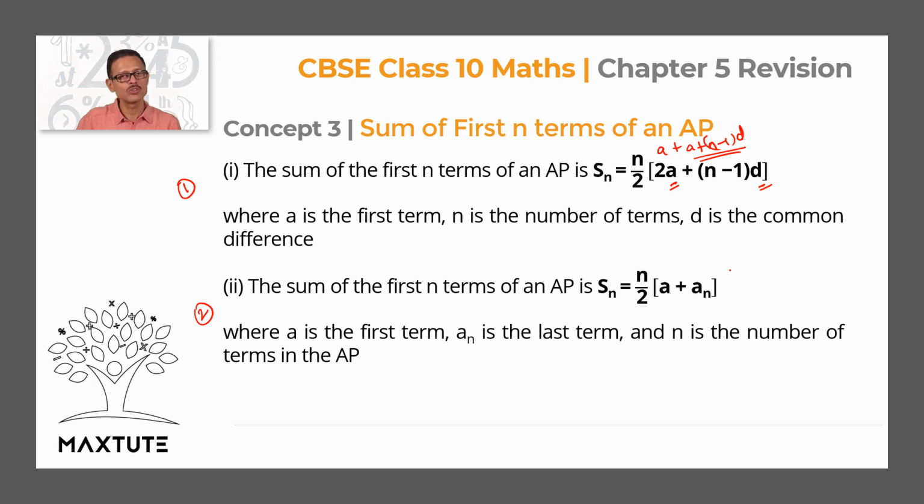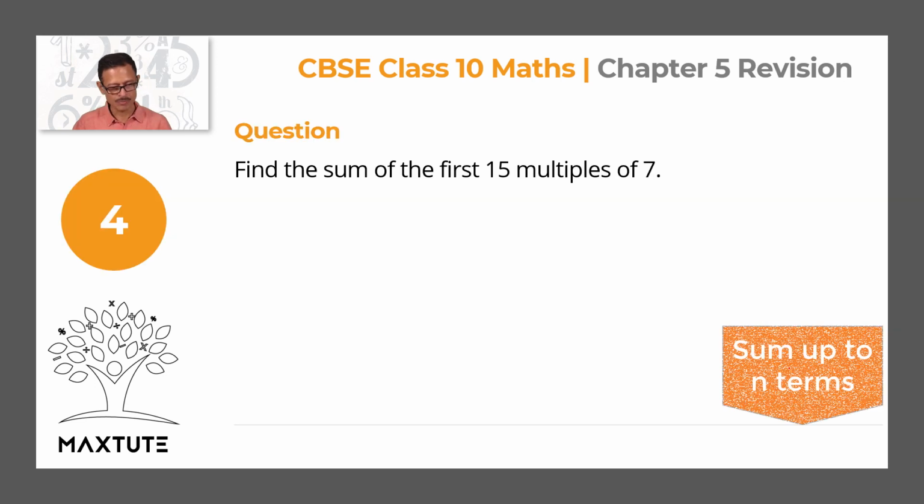If you know the first and last term, go with this. If you know the first term and the common difference, go with this. Let's get started with a few examples to consolidate this idea. Find the sum of the first 15 multiples of 7.